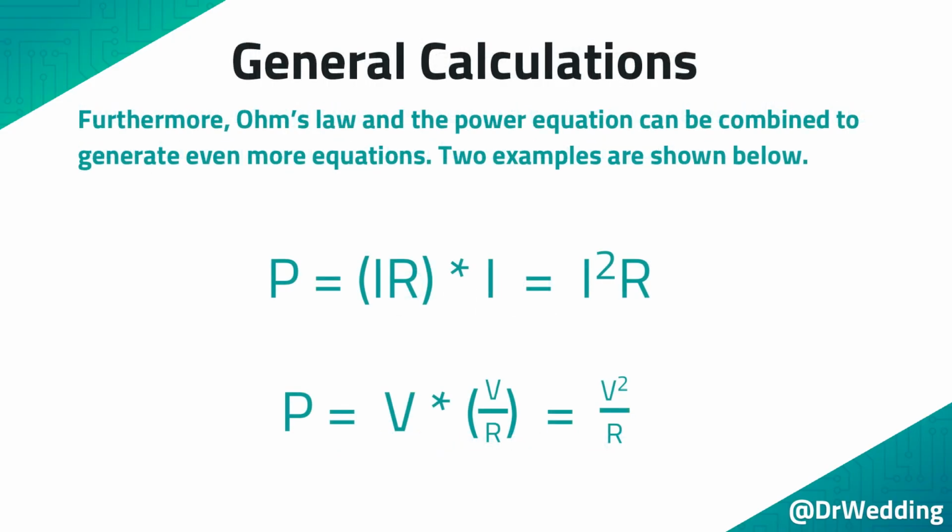Furthermore, Ohm's law and the power equation can be combined to generate even more equations. Two examples are shown below. In the first equation, you can start with P equals V times I, but you replace the V with I times R from Ohm's law. This will give you a new equation: P equals I squared times R. In the second equation, you can also start with P equals V times I, but this time replace the I with V over R from Ohm's law, and you will generate the equation P equals V squared divided by R.